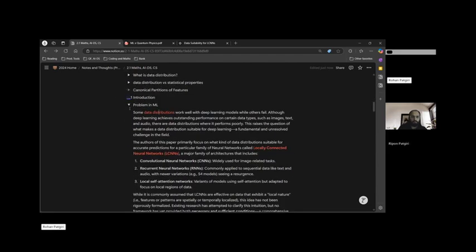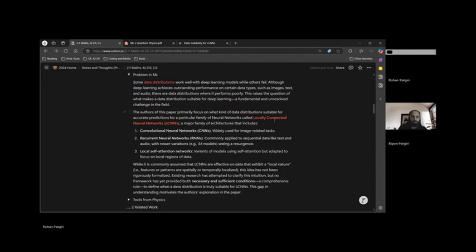Okay, that's one definition. Now I'll talk about LCNNs. The next thing they say is that the author of this paper primarily focuses on what kind of data distributions are suitable for accurate predictions for a particular family of neural networks called locally connected neural networks. So in this paper, they have studied what kind of data distributions are suitable for one particular set of neural networks, not for all neural networks in general.